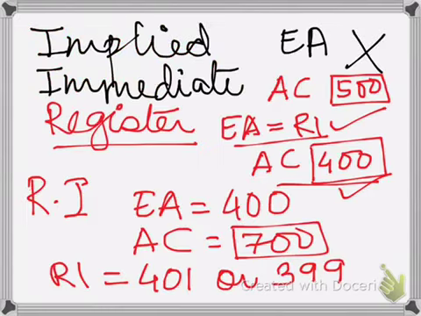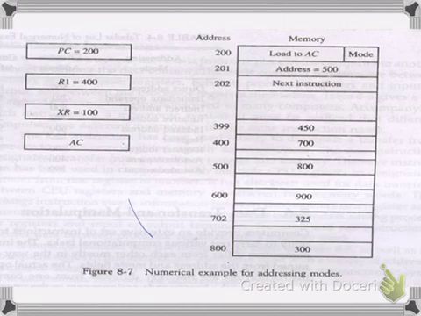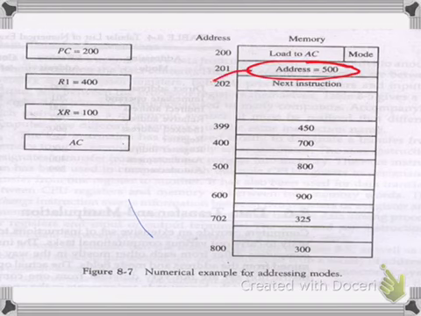So in direct addressing mode, we have to look at what is here. The address field contains the value 500. If you can recall, 500 means you have to go to memory location 500, and this is our operand.